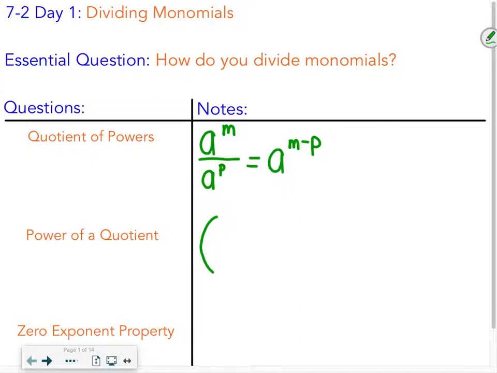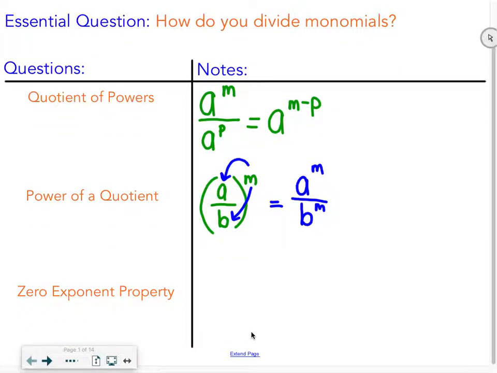Power of a quotient means that if we have a over b to the m, the exponent is going to get distributed to both the a and the b, just like in 7-1. So we'd have a to the m over b to the m. The 0 exponent property says that if we raise anything to the power of 0, we are always going to get 1. So anything raised to the power of 0, no matter what, the answer is always 1.